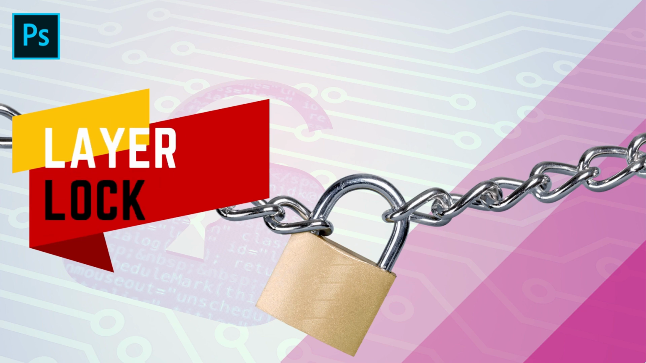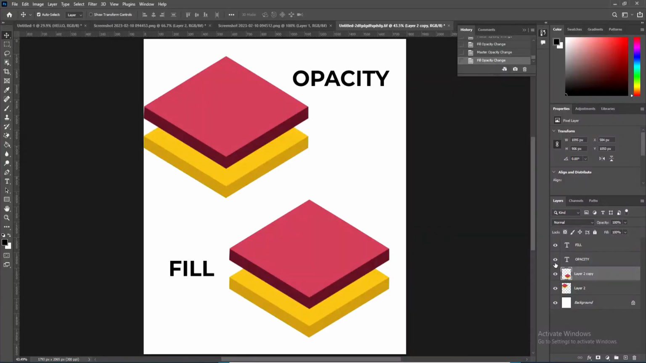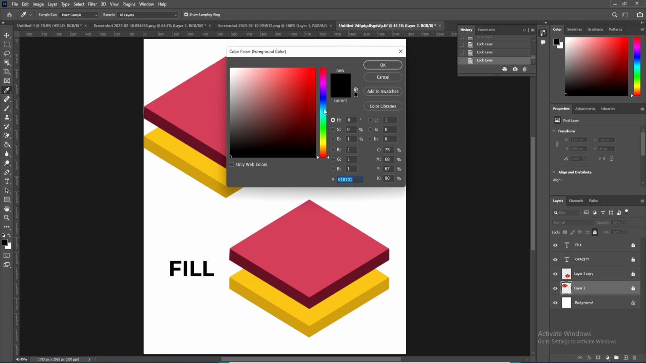Layer lock. Unlock a layer to be able to edit or transform it. In Photoshop, layers are like separate transparent sheets that allow you to add and edit photos on different levels. Locking a layer protects it from changes as you work. When a layer is locked, you cannot edit it, delete it, or paint on it.